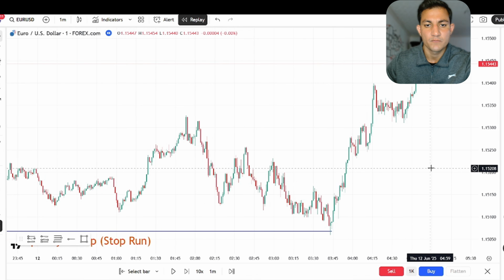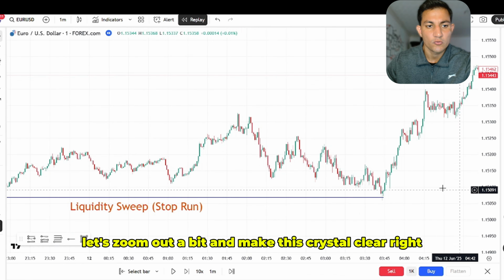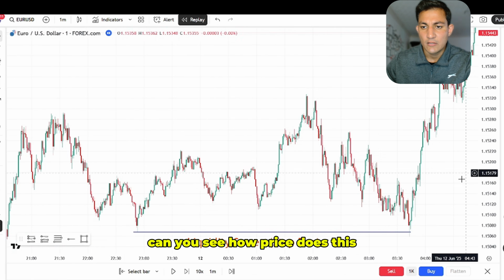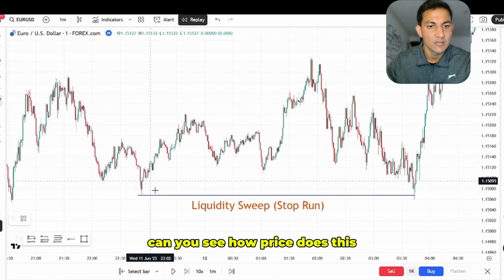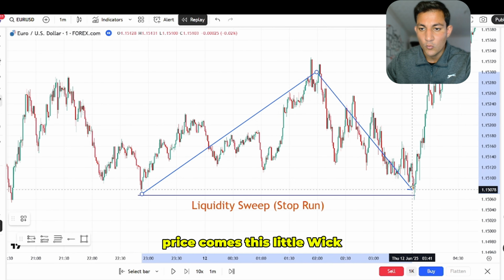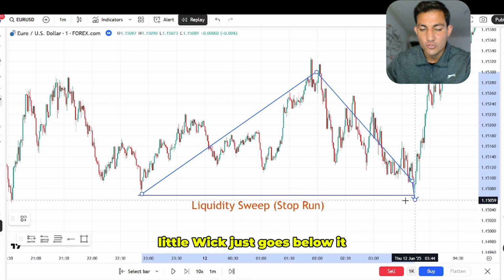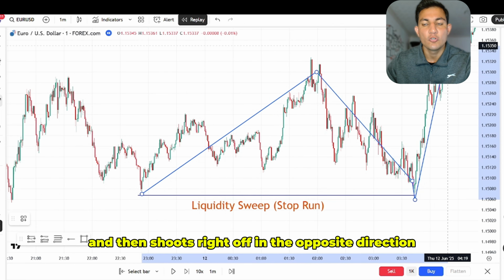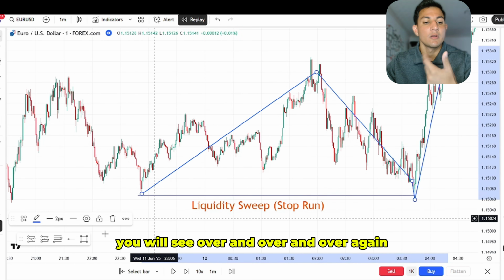So let's zoom out a bit and make this crystal clear, right? Can you see how price does this? There's the low. Here's the major low right here. Price comes, look at this little wick, it just goes below it and then shoots right off in the opposite direction. That right there, you will see over and over and over again.